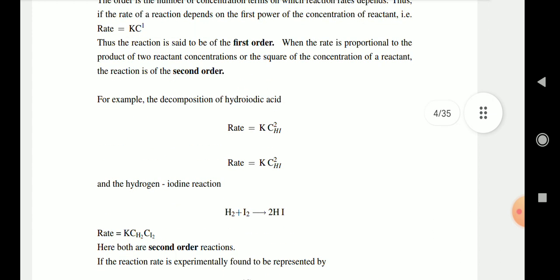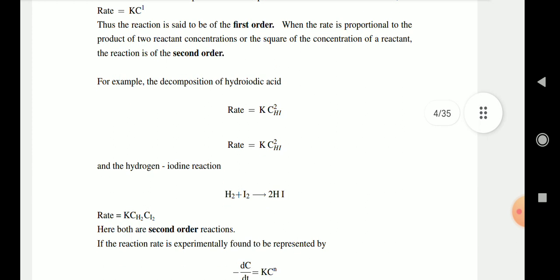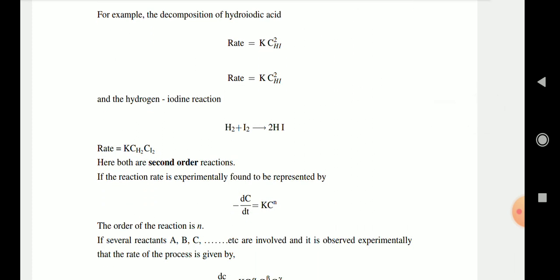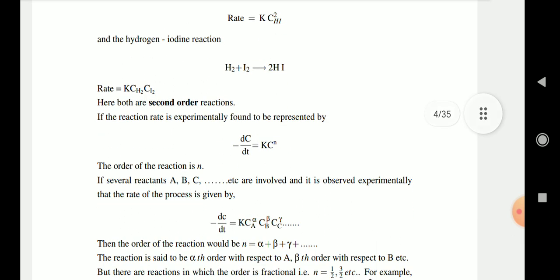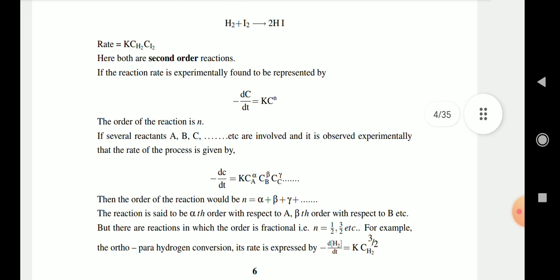For example, the decomposition of hydrogen iodide: rate equals kC2 HI, and the hydrogen iodine reaction is H2 plus I2 equals 2HI. Rate equals k C_H2 C_I2. Here both are of second order. If the reaction rate is experimentally found to be represented as minus dC/dt equals kC to the power n, the order of the reaction is n.